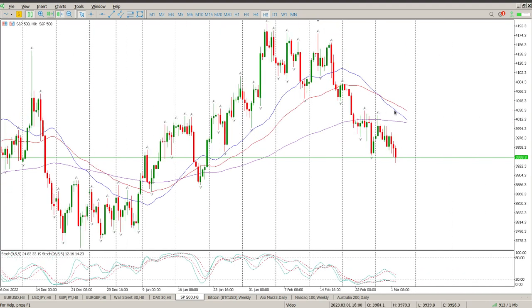So, still sort of trending to the downside. There are buyers coming in. You can see by these tails that are here. So it's looking like a bit of a flag that is forming.